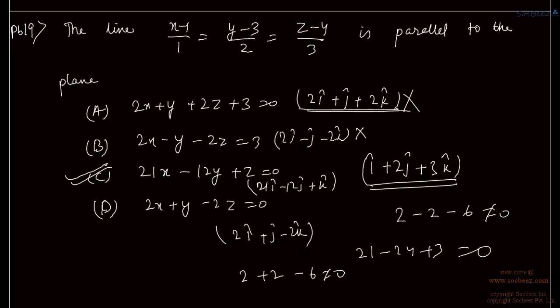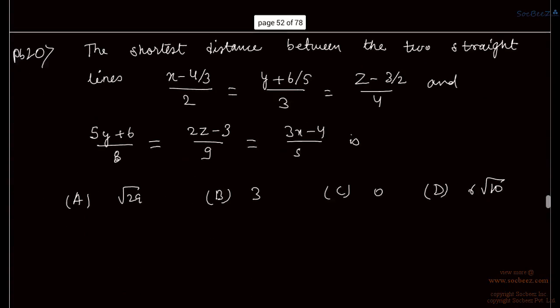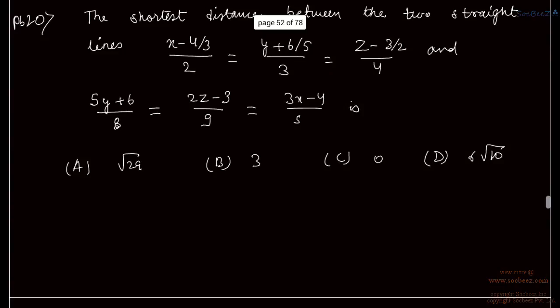So for plane 21x − 12y + z, the normal vector is 21i − 12j + k. This normal vector is perpendicular to the direction ratio of the given line, right? So this plane is parallel to the given line. So option C is correct here. Okay. Now moving to the next question, which I guess is the last one.